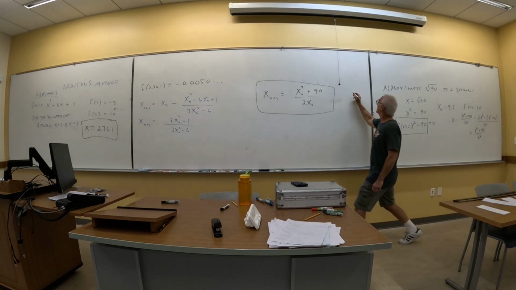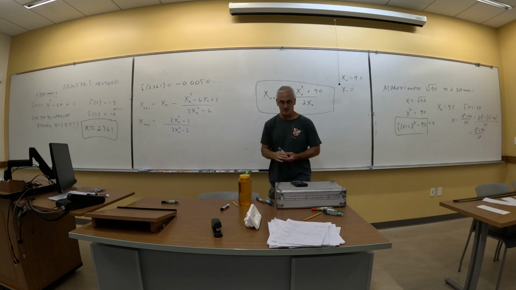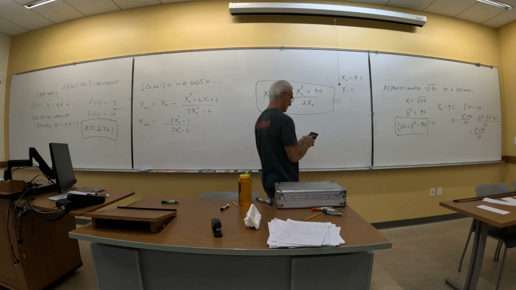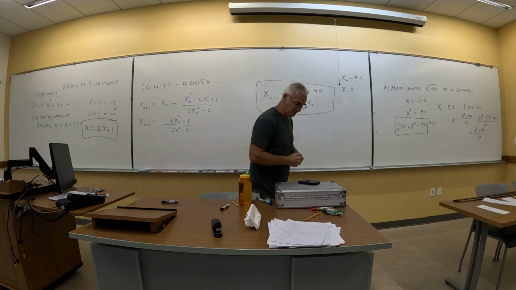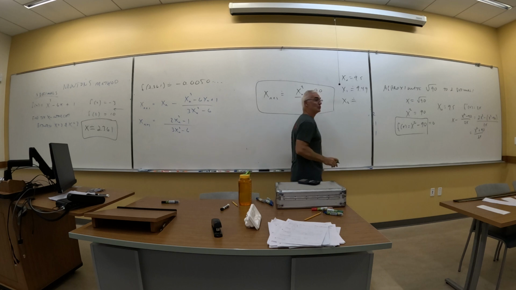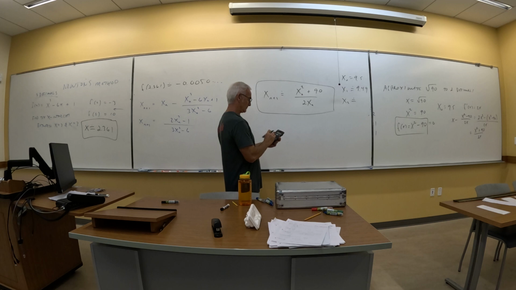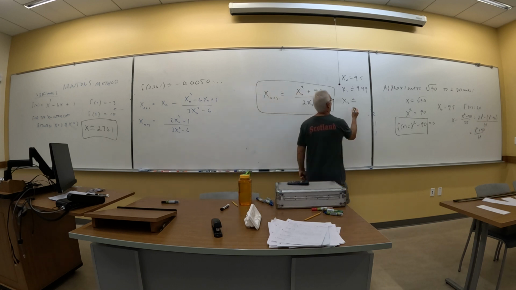Okay, we agreed that x naught is 9.5. We're doing 1 decimal place. So let's calculate our first iteration. To 2 decimal places, what's our first iteration? 9.49. 9.49, everybody? And now, using 9.49 exactly, the rounded off 9.49, my second iteration is 9.49.